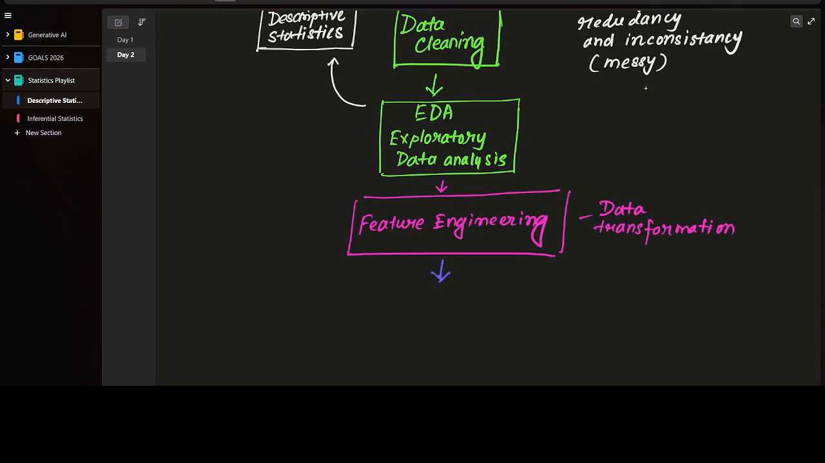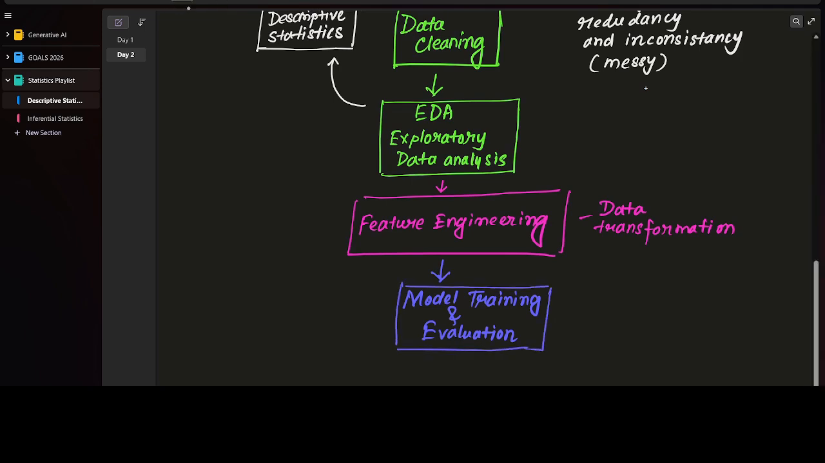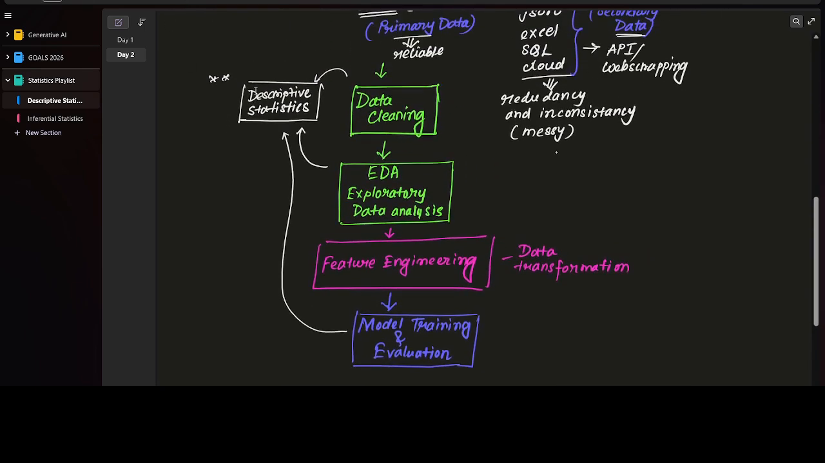After data transformation, meaning feature engineering is performed, we come to the main part, that is model building, meaning model training and evaluation. In this evaluation also we will be using lots of descriptive statistics measurements to calculate the error, how much error your model is making. There also we will be using some measurements of descriptive statistics, so here also you have applications of descriptive statistics.